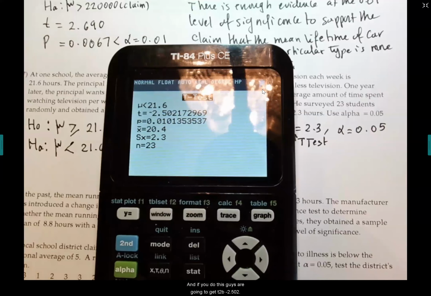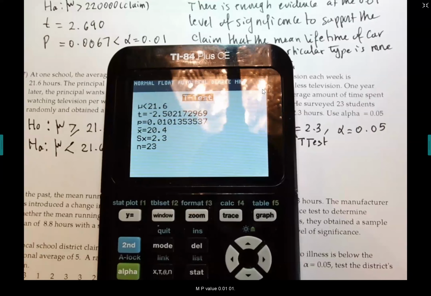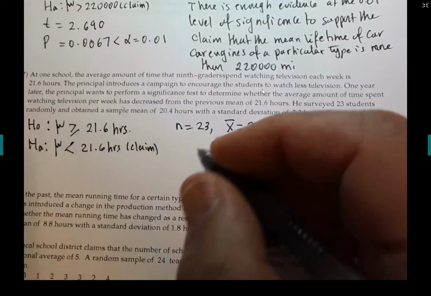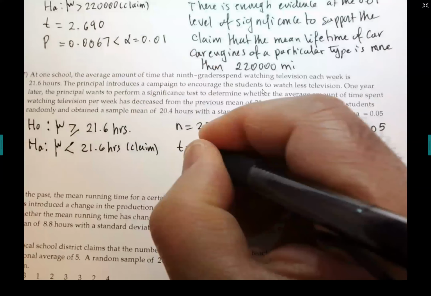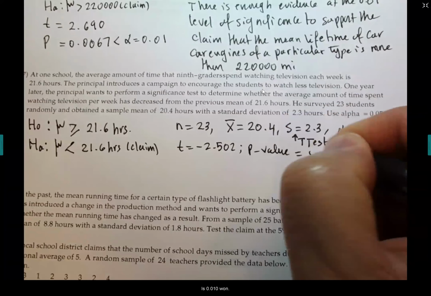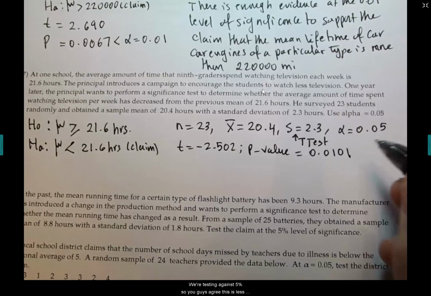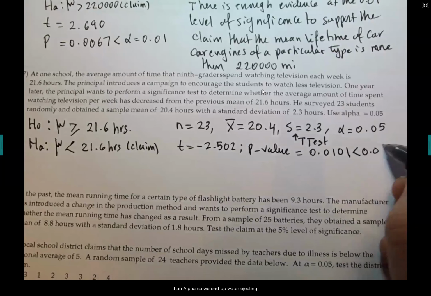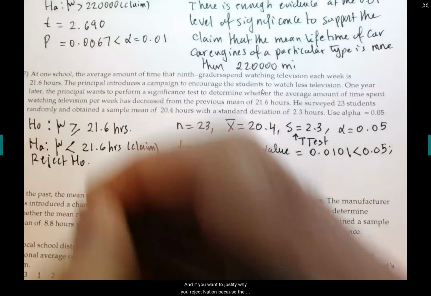And if you do this, guys, you're gonna get T to be negative 2.502 and p-value is 0.0101. So negative 2.502, and my p-value is 0.0101. We're testing against 5%, so you guys agree this is less than alpha, so we end up rejecting H0. And if you want to justify why you're rejecting H0, because the p-value is less than alpha.